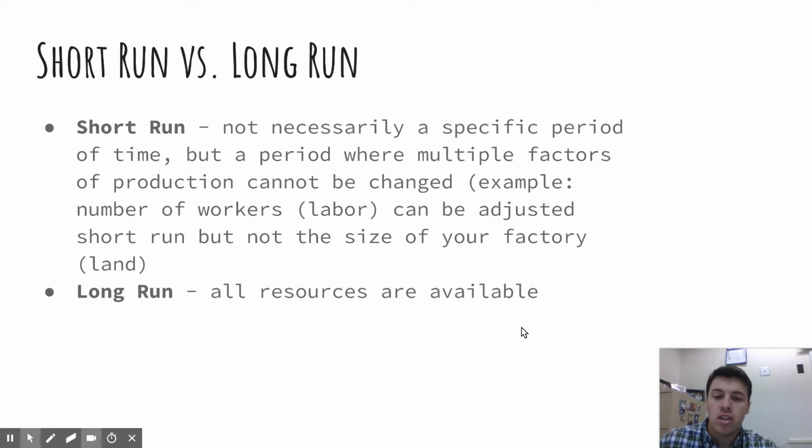So what we say is that in the short run, you have multiple resources that are not able to be adjusted in a timely fashion. For example, if I wanted to hire an additional worker to increase my output in my factory, I could make that happen pretty quickly in the short run, but I can't just double the size of my factory in the short run and expand the business in that way. That's going to be more of a long run type of situation where all the resources are available to me.